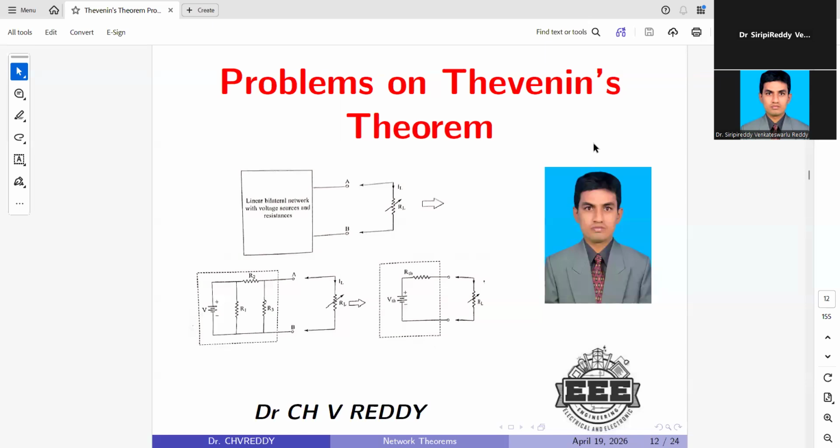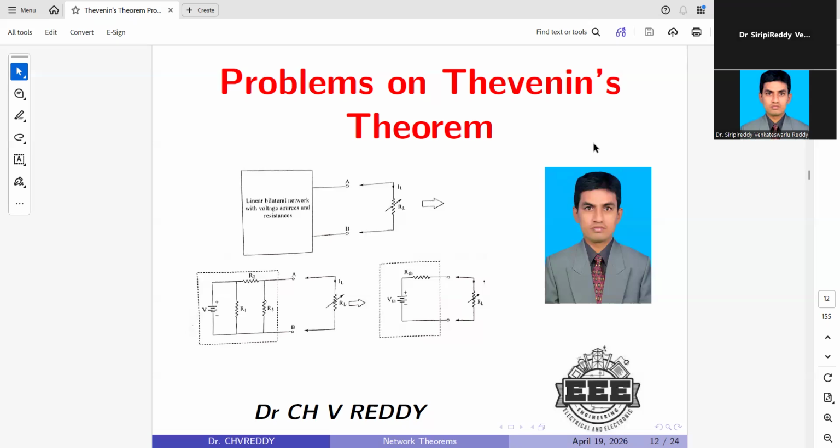In the last class, we saw Thevenin's theorem. In that, we covered the statement of Thevenin's theorem, the steps to follow in order to determine the equivalent circuit of Thevenin's theorem, as well as how to find the load current by using Thevenin's theorem. These things we saw in yesterday's class.